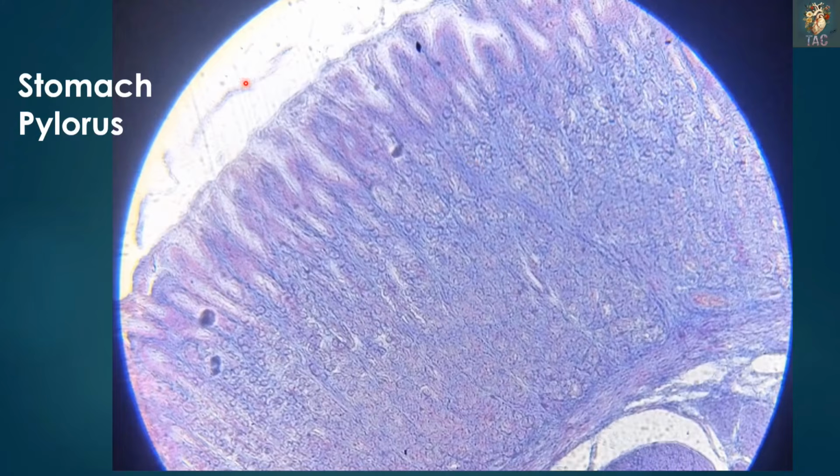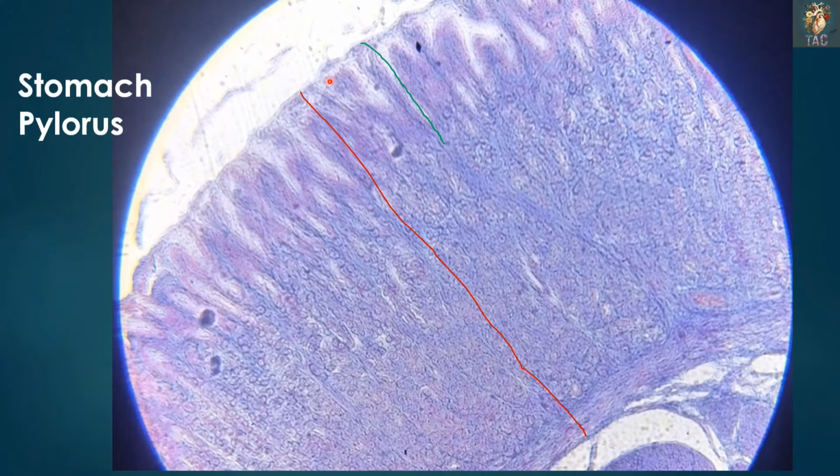Another slide taken from the pylorus of the stomach. So the first important point you should know over here is that this one, from here to this area, this is the whole thickness of the mucosa. Then you can see from this point to this point, this is the depth of the pit. This is the thickness of the pit which is present. So this is the whole thickness of the mucosa. This one is the thickness of the pit.